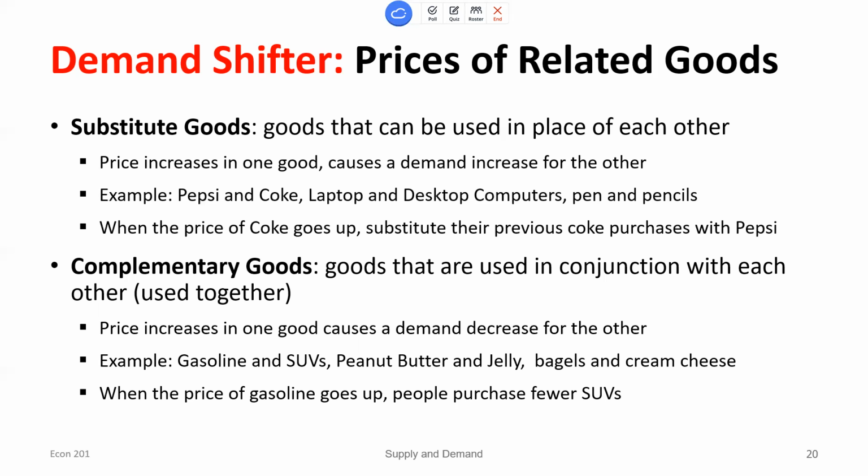So if the price of batteries, you know, to use my clicker here, all of a sudden AA batteries are like $100 for 2 of them. I'm not going to be using this anymore. I'm not going to purchase this. My demand for this good is going to go down, right? So I think batteries and things that use batteries is always a good example to think about when it comes to complementary goods. Okay. All right.